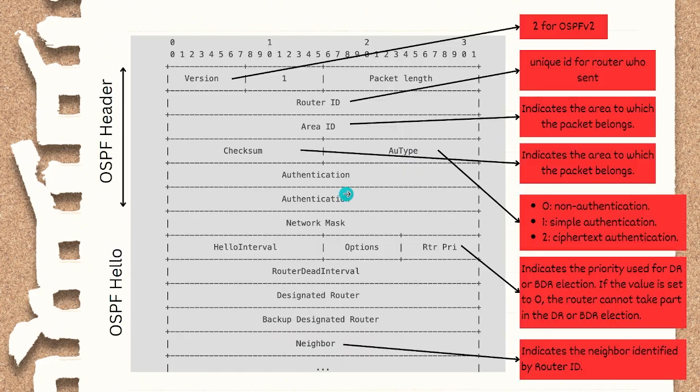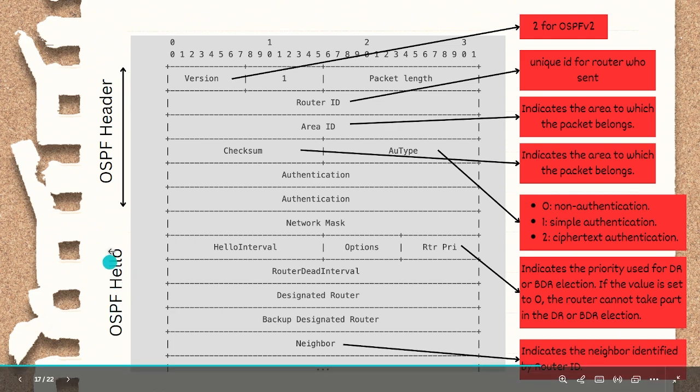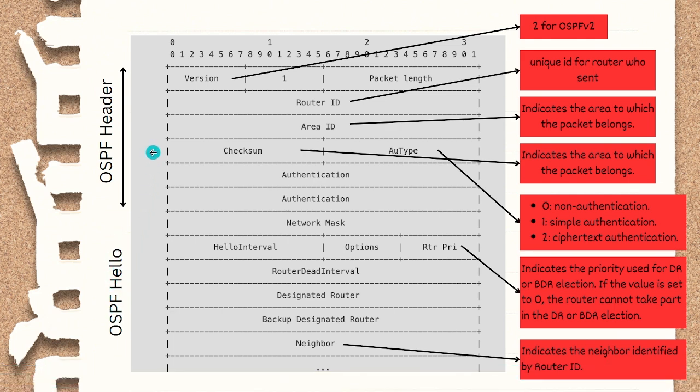So this is the first packet type that we have seen for OSPF, which is nothing but OSPF Hello. So this part is the OSPF header, and these fields are defined for the OSPF Hello packet. Let's look at them one by one. For the OSPF header, the first field is version, and version is nothing but which OSPF version is running.